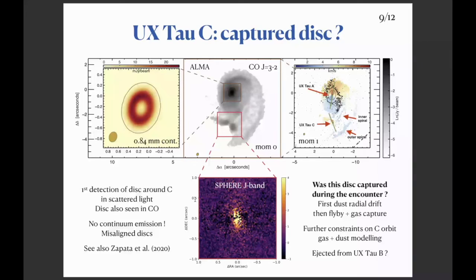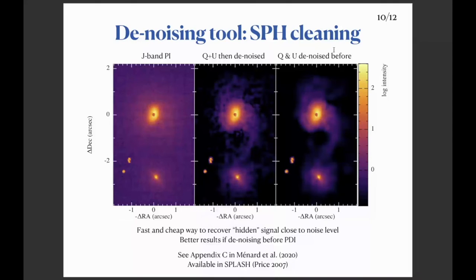Another idea is that perhaps the C perturber here was ejected from the binary B, which is to the west here. Well, I would also like to advertise a denoising tool that Daniel Price created during this project.